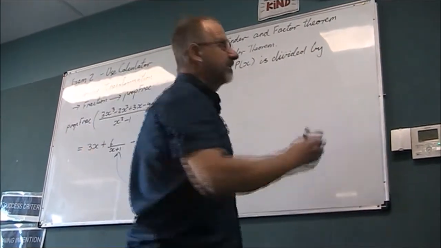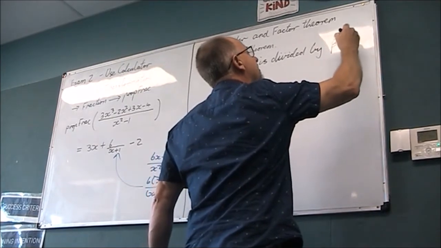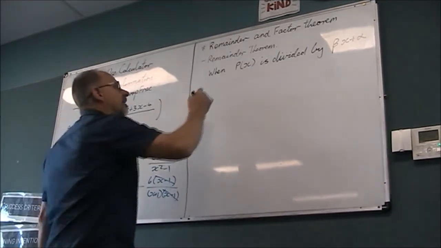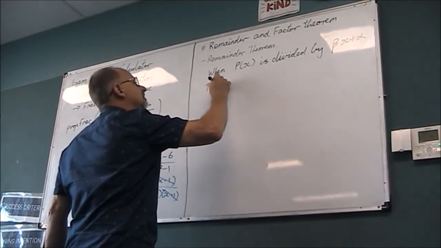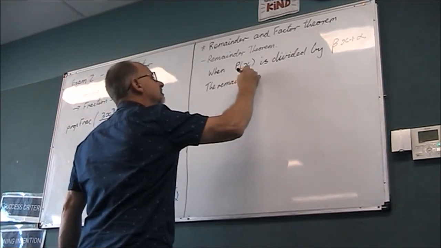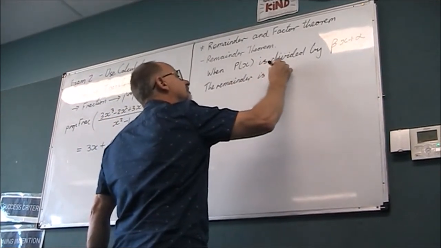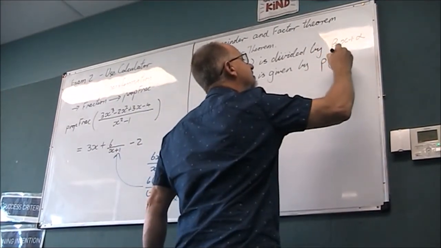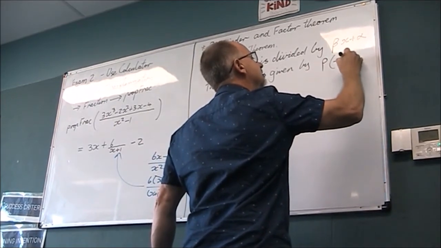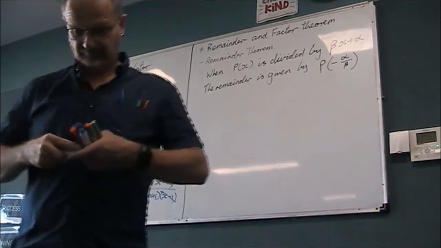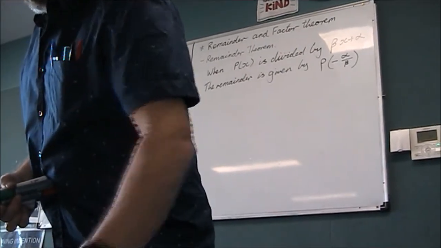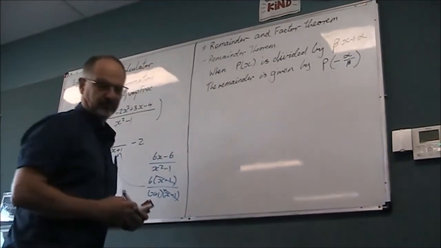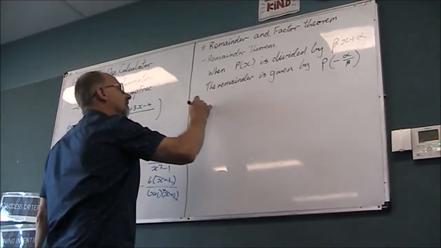Alright, so if it's divided by beta x plus alpha, where beta and alpha are numbers, then you find the remainder by putting negative alpha on beta. What does that mean? Here's an example.